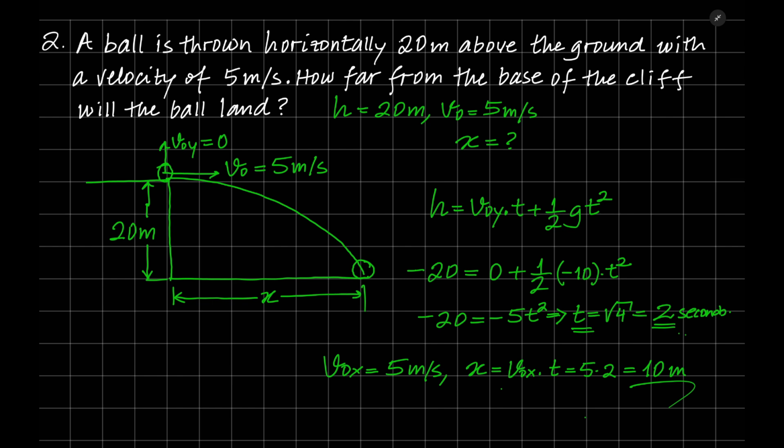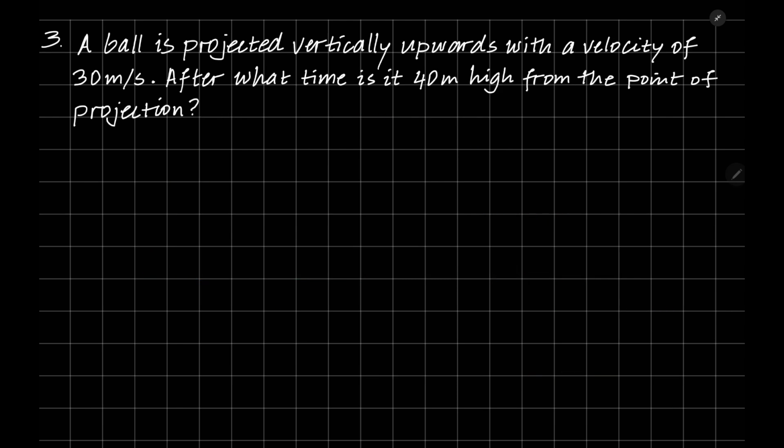I hope it's clear. Now let's go to the next example. This is the third question. A ball is projected vertically upwards with a velocity of 30 meters per second. After what time is it 40 meters high from the point of projection?